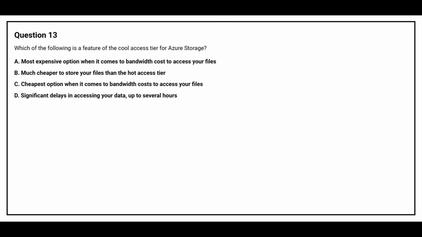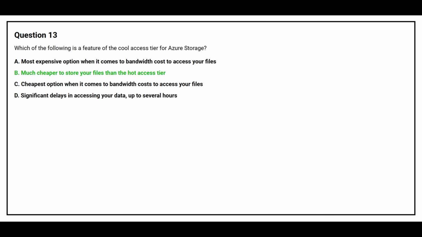Question number 13. Which of the following is a feature of the cool access tier for Azure storage? Option A, most expensive option when it comes to bandwidth cost to access your files. Option B, much cheaper to store your files than the hot access tier. Option C, cheapest option when it comes to bandwidth cost to access your files. Option D, significant delays in accessing your data, up to several hours.